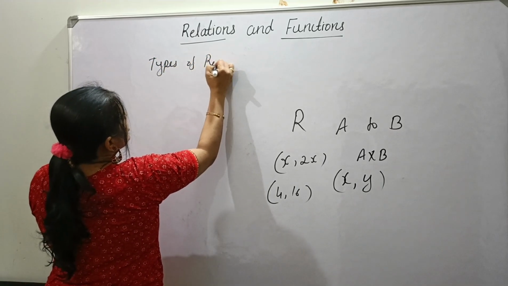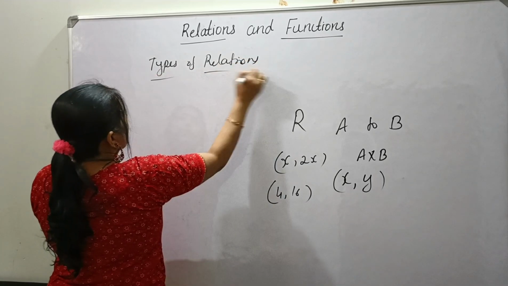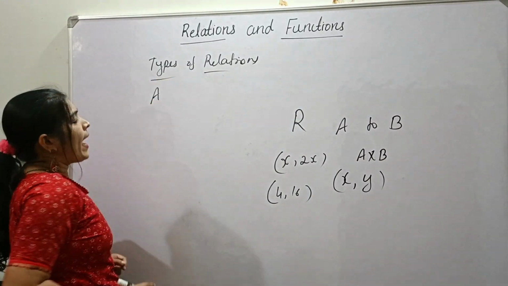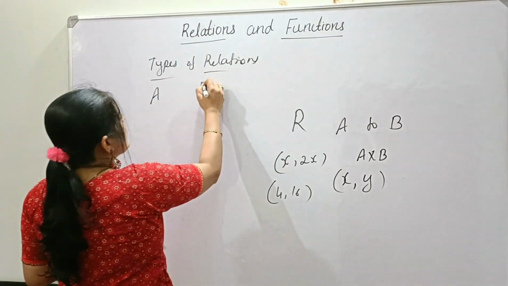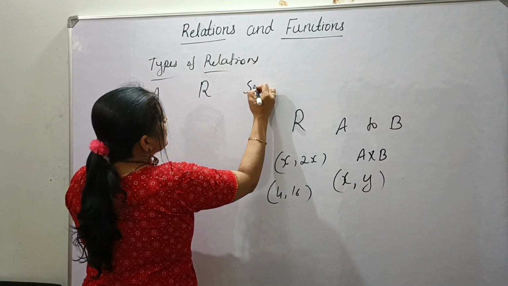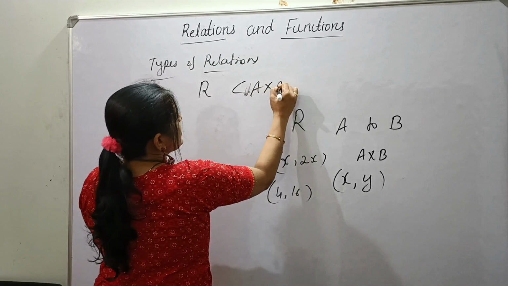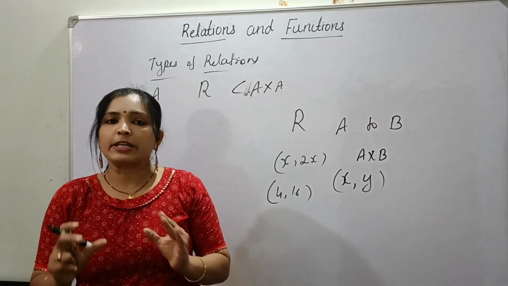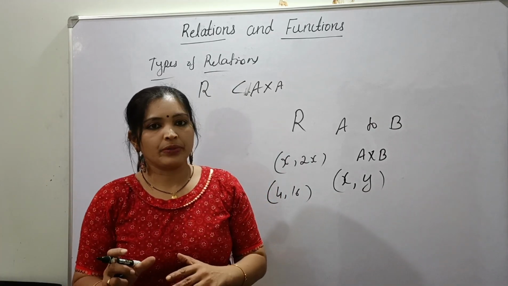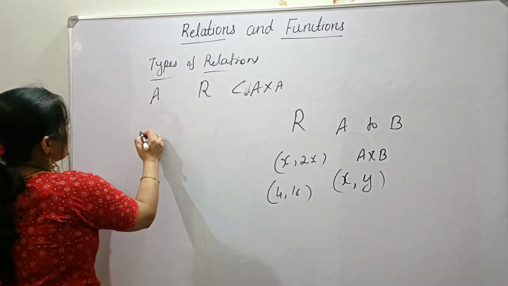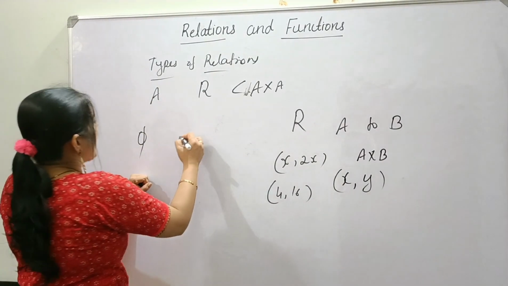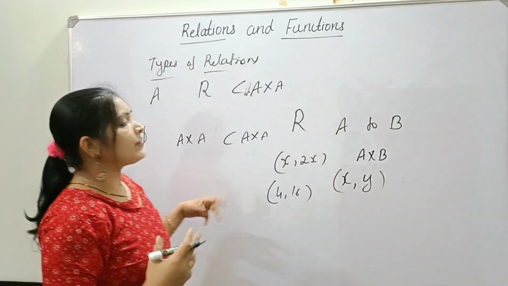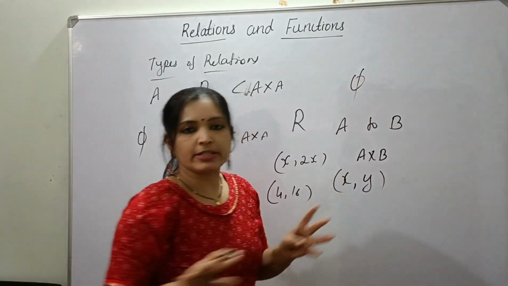Types of relations. First of all, let us take a non-empty set A, and we know that a relation R is a subset of A cross A. That is, all the subsets of A cross A are relations in A. And here we know that phi, that is the empty set, and A cross A are subsets of A cross A, isn't it?